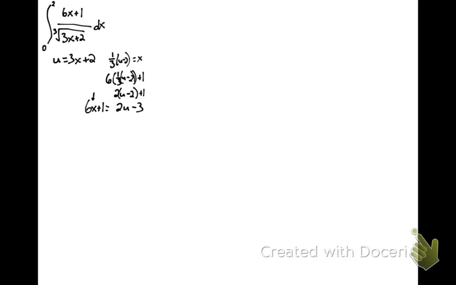If I go back to my original statement, this means that du equals 3 dx, or 1/3 du equals dx. So now I'm able to substitute for all of my parts to get them in terms of u. Let's do that first. 6x plus 1 gets replaced with 2u minus 3. 3x plus 2 gets replaced with u, so I'll have u to the 1/3, and dx is 1/3 du. So I'll bring the 1/3 out front.